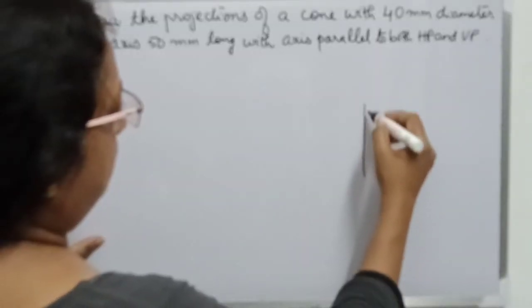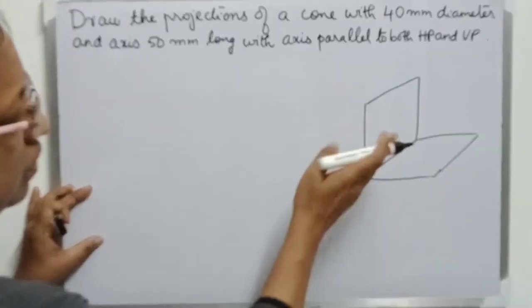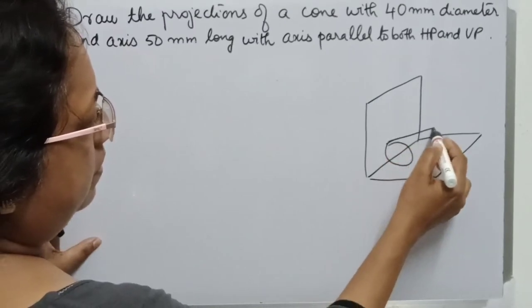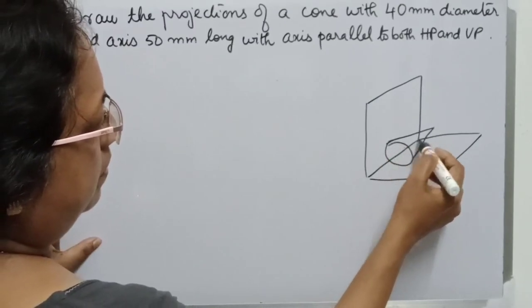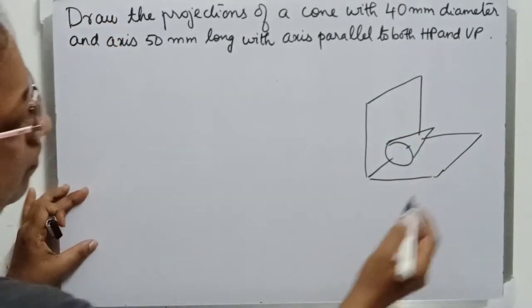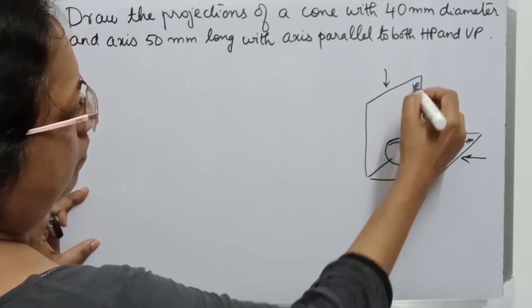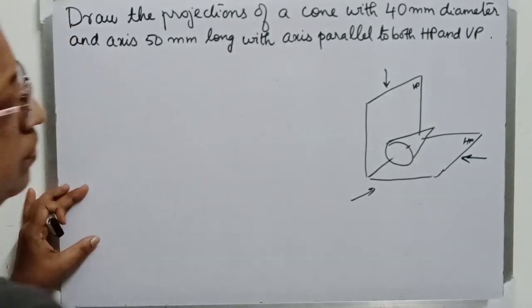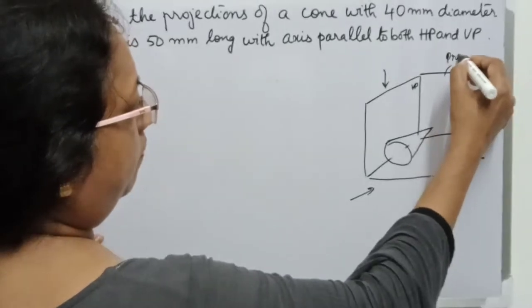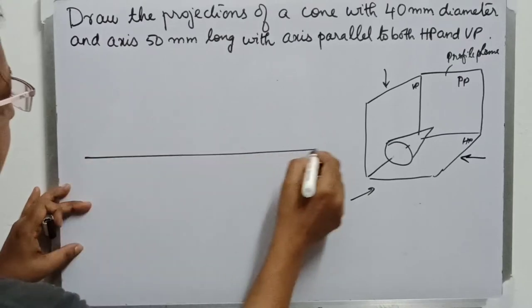So first I'll draw the pictorial representation of the position of this solid or cone. So the cone is lying with axis parallel to both HP and VP. It will be like this. If you look from the front, the front view will be a triangle. And if you look from the top, the view will also be a triangle. But if you look from the side, it will be projected onto a plane called the profile plane. You will get a circle, and that is the true shape also.